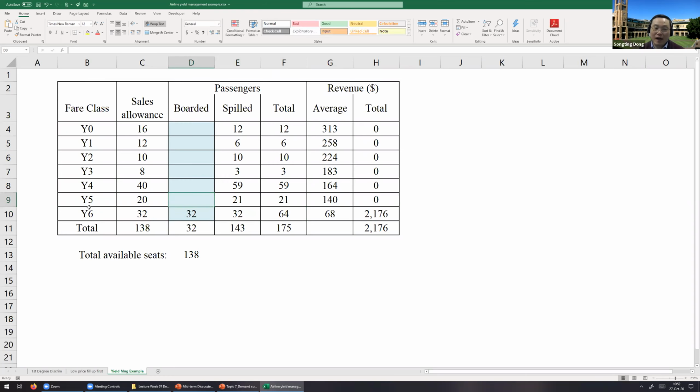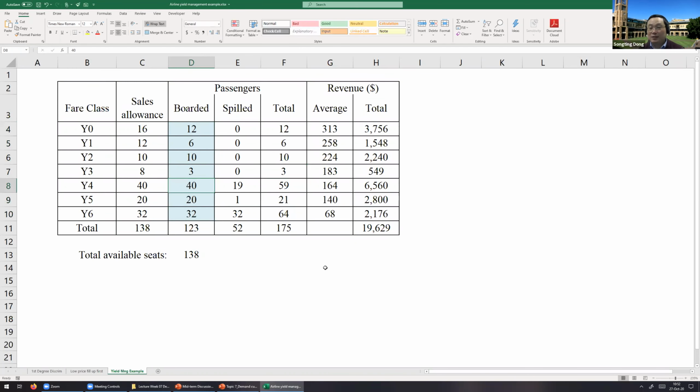Then the Y5 people call us, we are allowed to sell 20 because the demand is 21. So one person cannot get on board. Then Y4 people, because the allowance is 40, we give 40. And here Y3, we are allowed to sell 8, but demand is only 3. So everyone gets a ticket. And Y2, Y1, Y0, everyone gets a ticket.